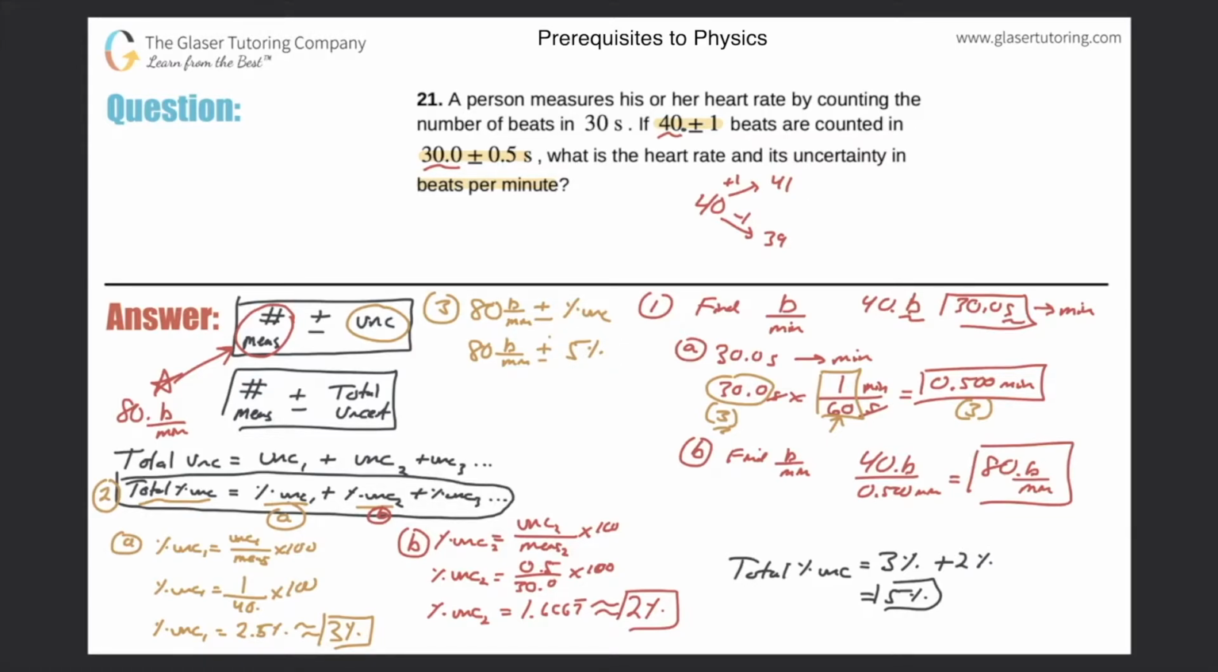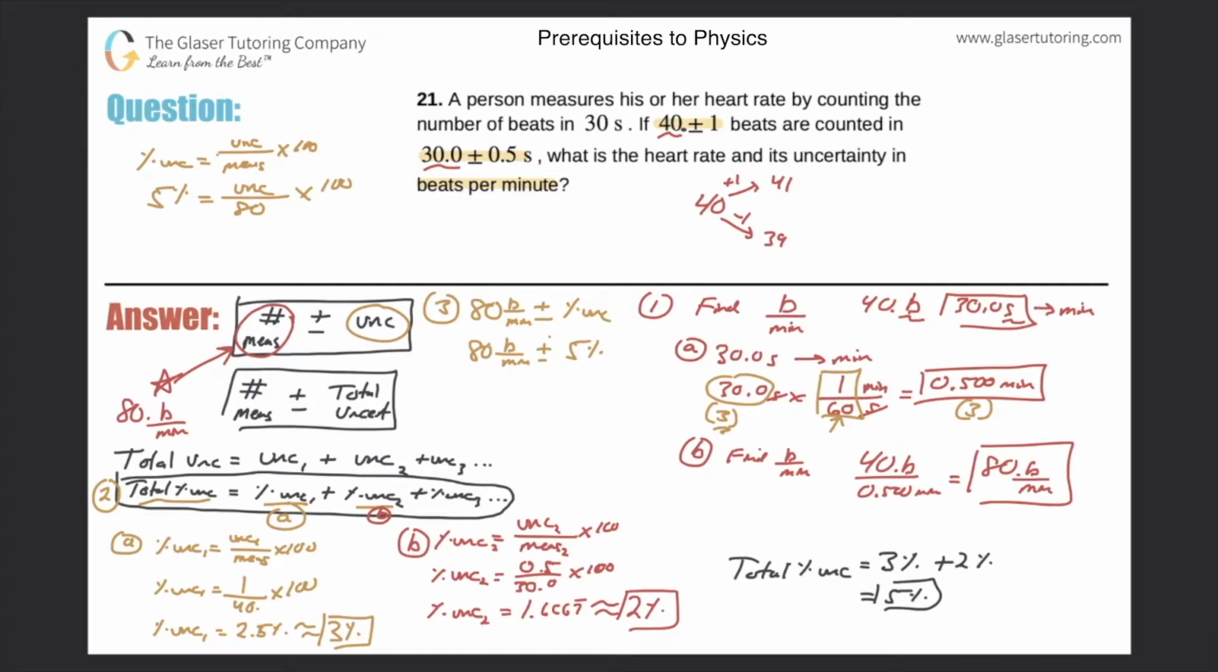I'm going to go to the upper left-hand corner. Remember that the percent uncertainty is equal to the uncertainty associated with the measurement divided by the measurement itself, multiplied by 100. So what is the percent uncertainty here? It's 5%. The uncertainty value is what we're trying to find, the actual beats per minute that we're uncertain of, not the percent of the beats per minute. Then divide that by the measurement itself, which we calculated to be 80, and multiply that by 100.